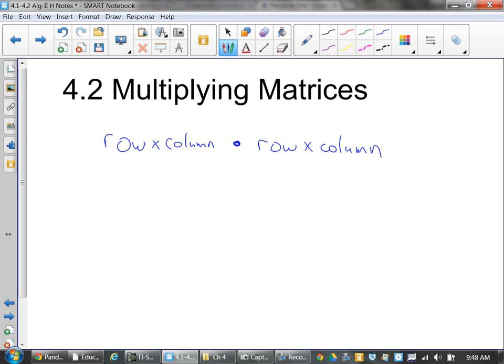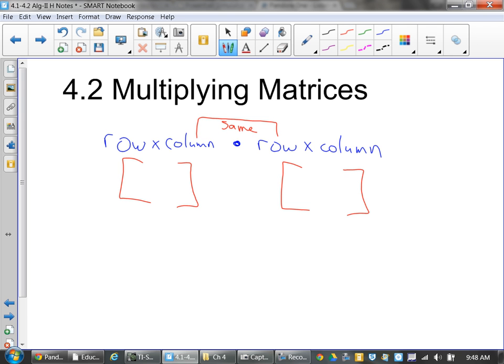Okay. What happens here, in order to multiply matrices together, these two have to be the same. The number of columns in the first has to equal the number of rows in the second. If that's not the same, it won't work. Okay. So row times column. Matrix, this is the matrix here, this matrix times this matrix.